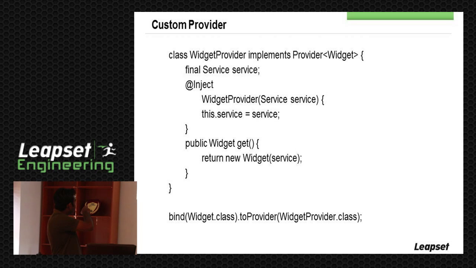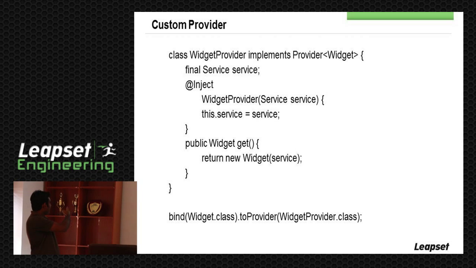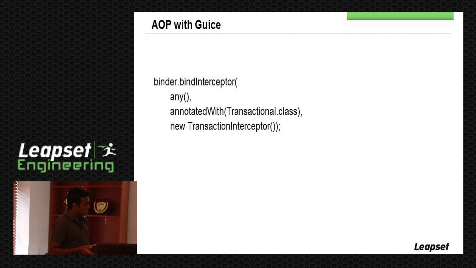So we can simply bind the interface with the providers. In the earlier example, we directly bind widget class to some implementation. So we can simply change to provider and then provide the provider class.